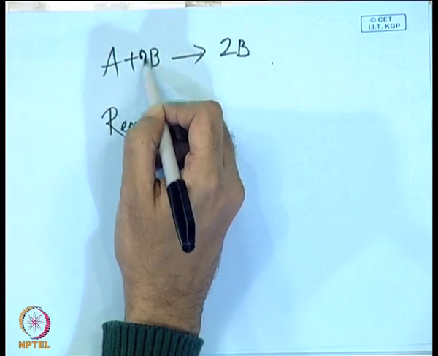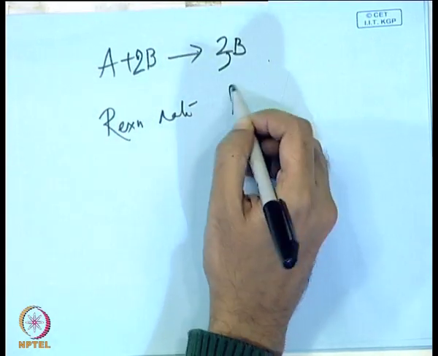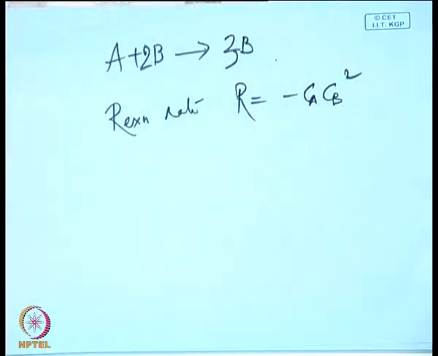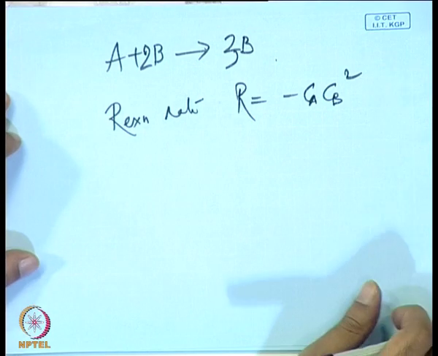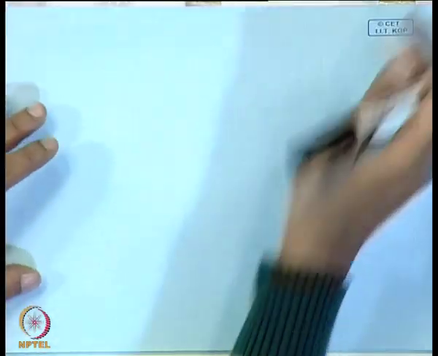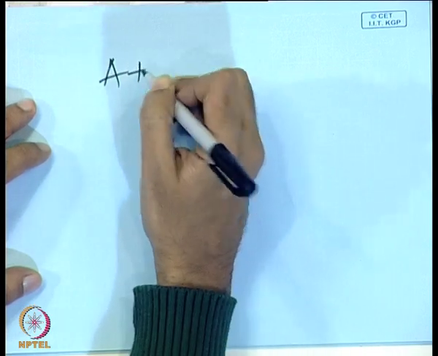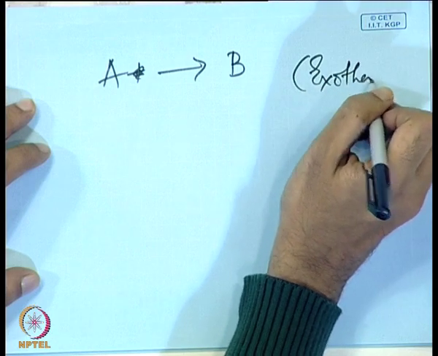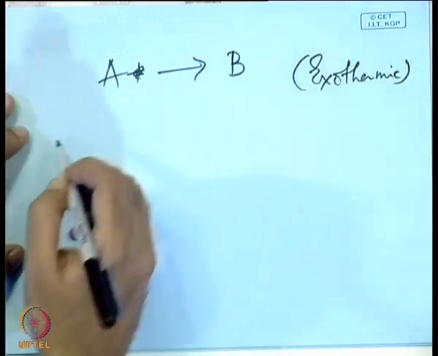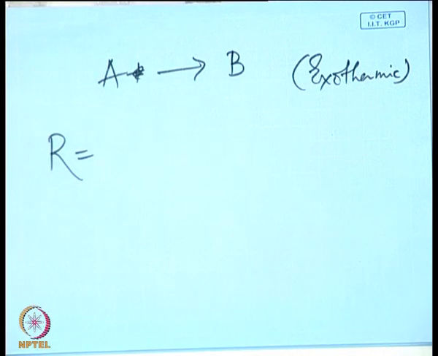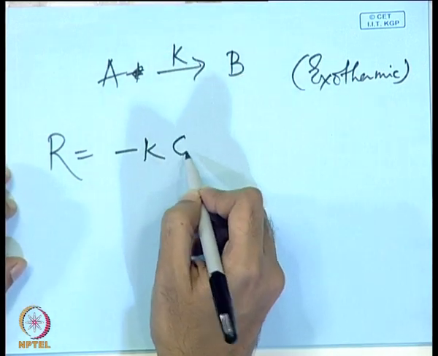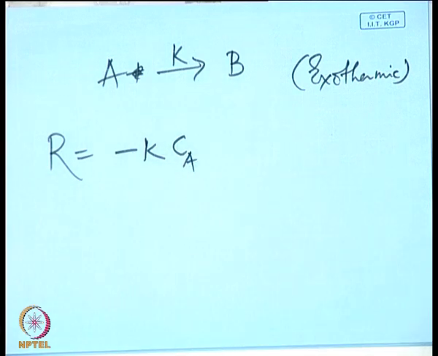Yeah, or if you have A plus 2B giving 3B, then the reaction rate R equals minus Ca Cb square, right? Fine. Now, let me ask you this: A plus A just giving B, exothermic, what is my reaction rate? R equals minus K into, so let us call this K into Ca, that is it?